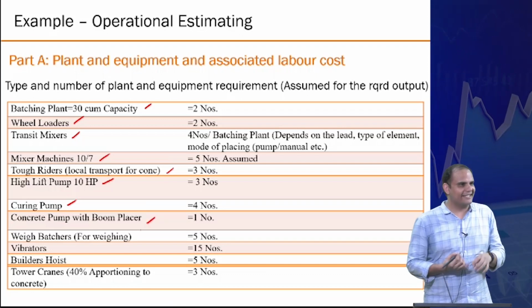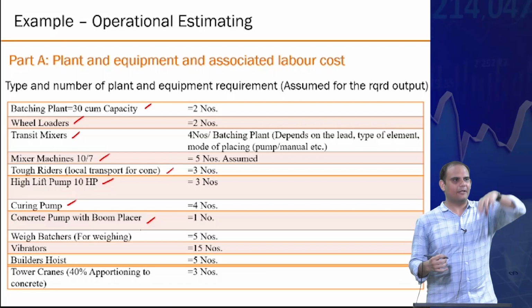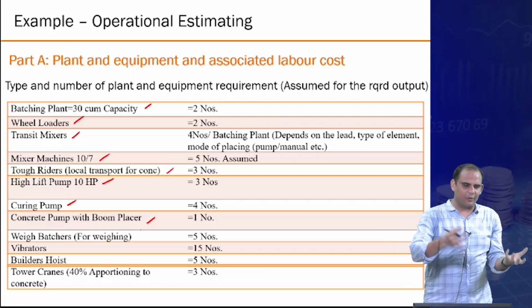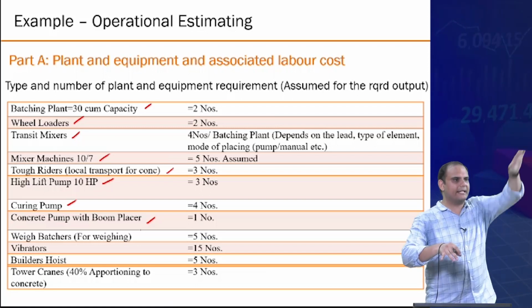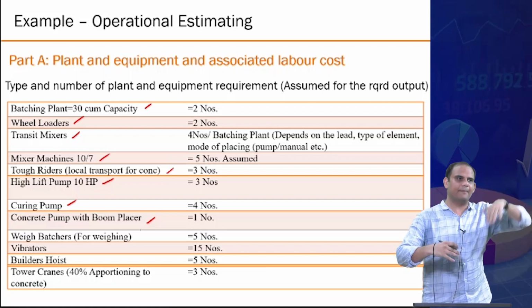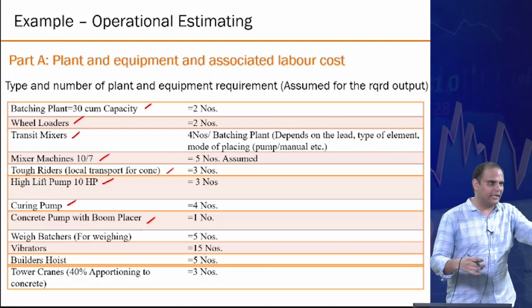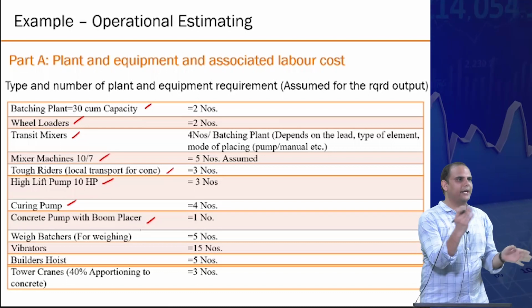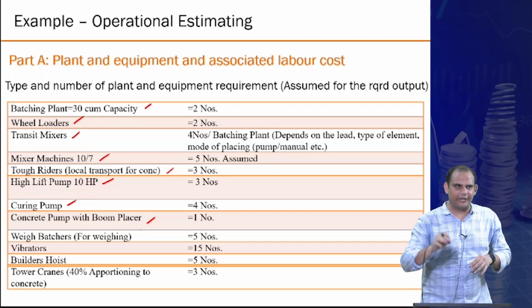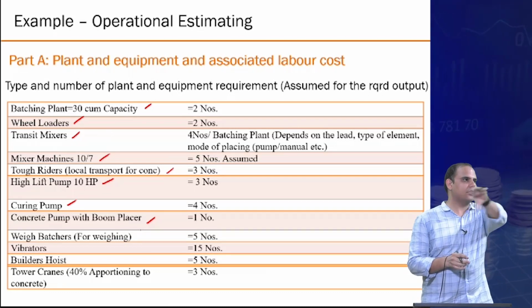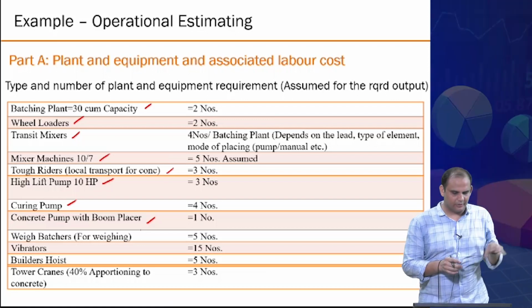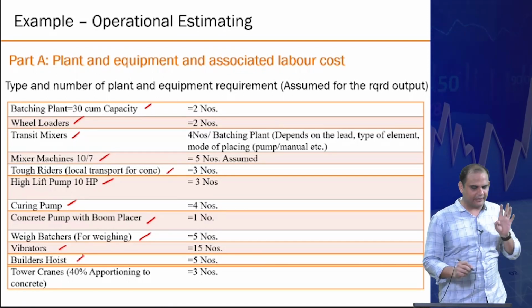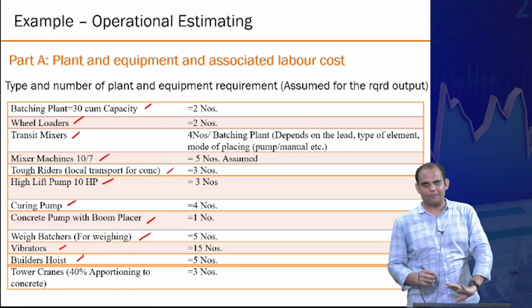Boom placer, this is essentially a pump with also the placement possibility. So you bring the concrete into a boom placer, then you can extend its arm, which has a pipe going through, so that you can actually directly place the concrete at the location where you want to, and then you can rotate the boom placer. It has some good degrees of freedom. So from one location you can cater to a large area for this whole thing, right? Weighing batches, vibrators, builders hoist, tower crane, all these things you can estimate, right?